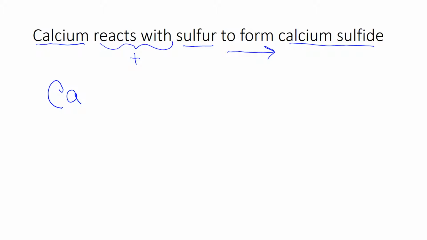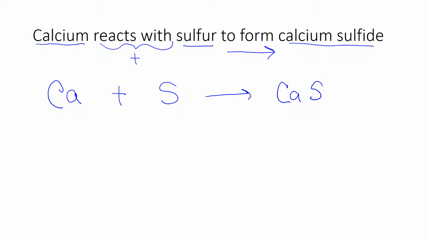And calcium is all by itself, so I don't need to put any subscript or worry about that. And it's a metal, it's not a diatomic element, so I don't put a 2 in the subscript. Reacts with sulfur, the symbol is S. Again, we're not dealing with a diatomic element, so it doesn't need subscript, it's standing by itself. To form calcium sulfide. So calcium is a Ca and sulfide is sulfur, which is S.